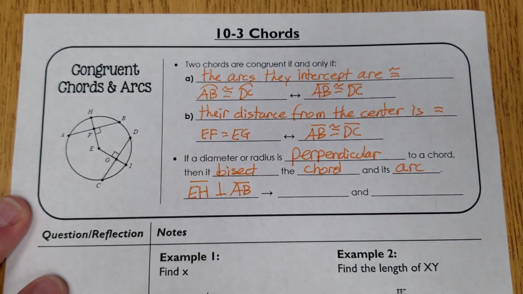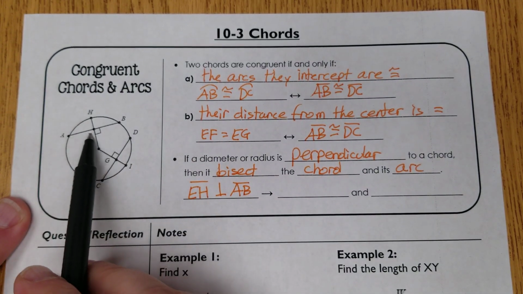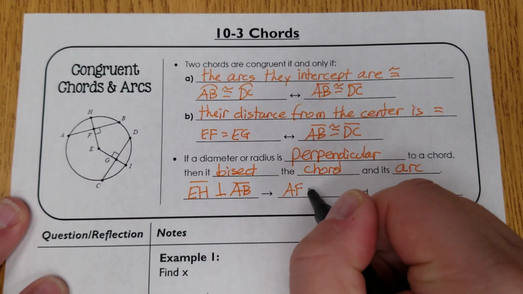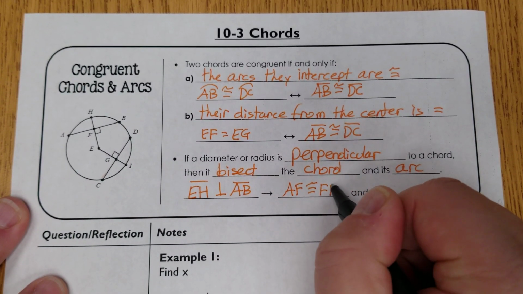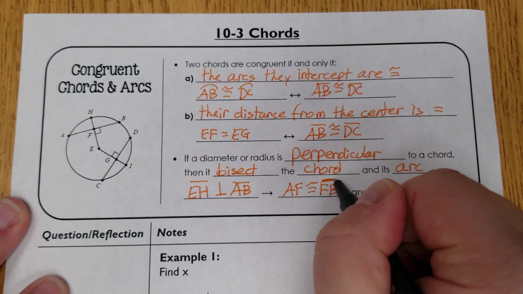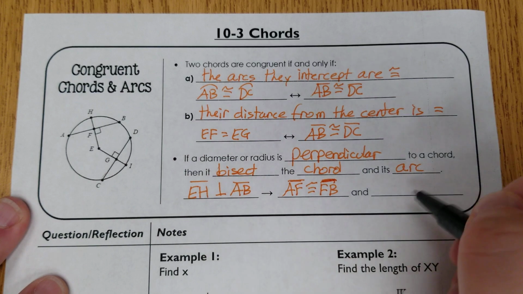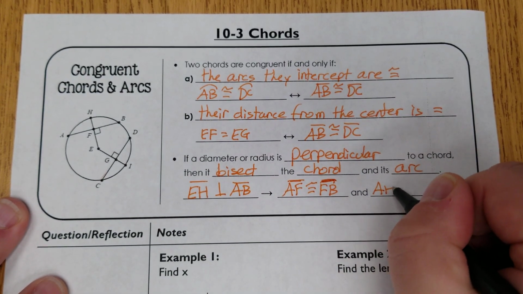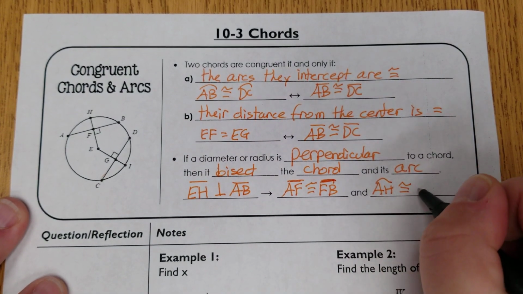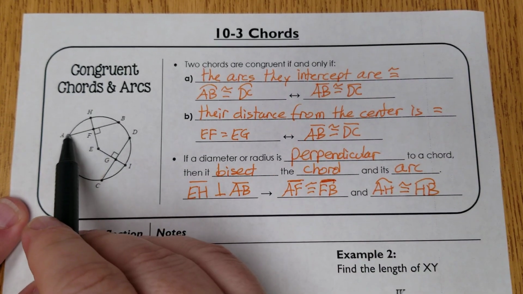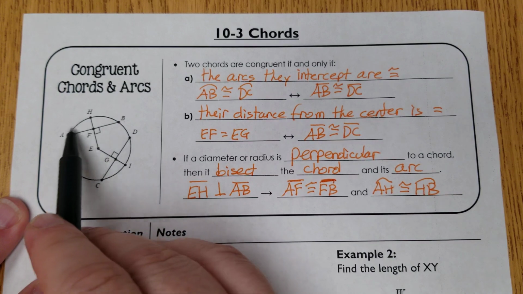AB's been split in half, whether it be the chord or the arc. Either one of them has been split in half. So we can say that AF is congruent to FB. That's the side lengths. The chord's been split in half by point F here. Or we could say that arc AH is congruent to arc HB. The arc has been split in half by this point on the circle H.